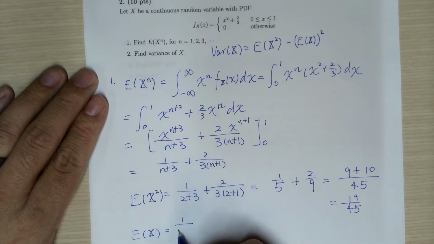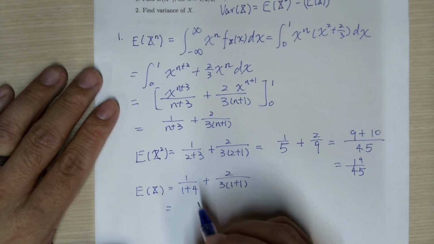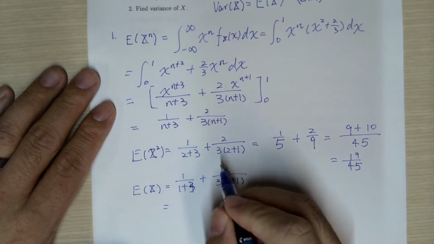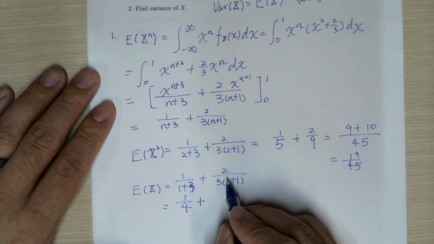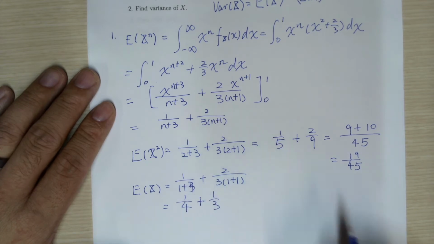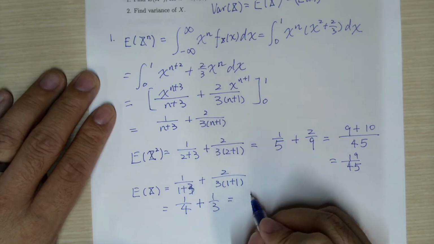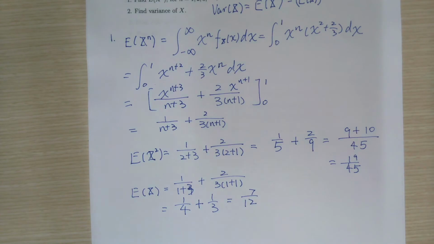And then E of x, which is 1 over 1 plus 3, okay, my bad, 1 over 1 plus 3 plus 2 over 3 times 1 plus 1. So it's 1 over 4 plus 1 over 3, okay? And then that gives us 7 over 12, okay, 7 over 12.